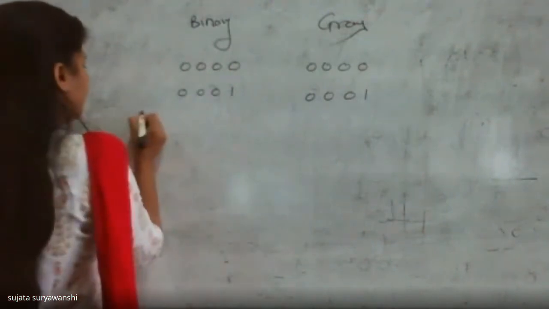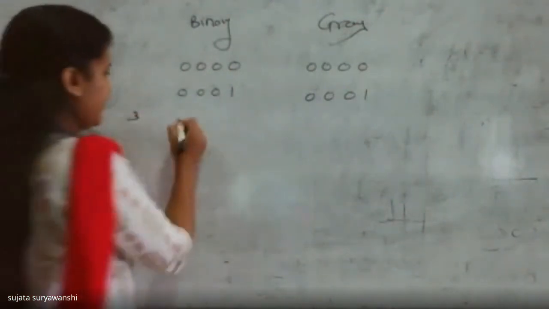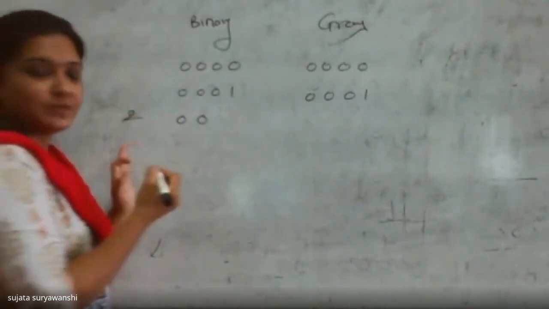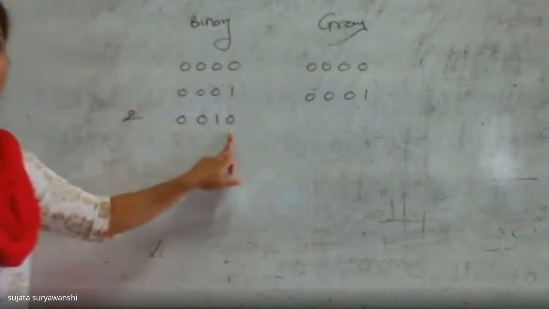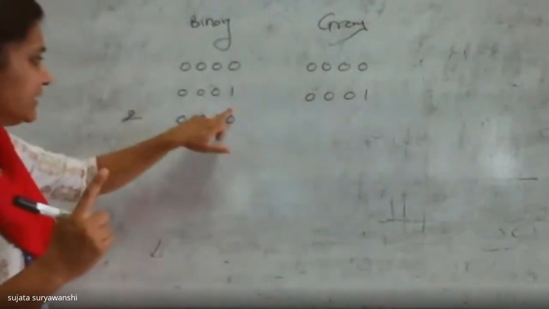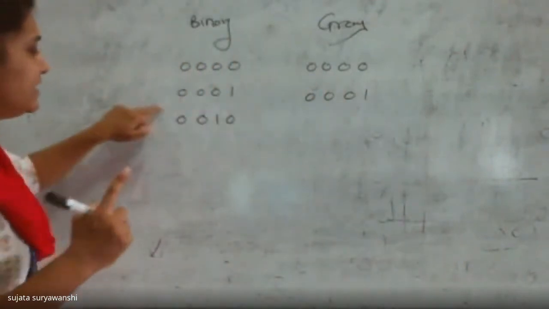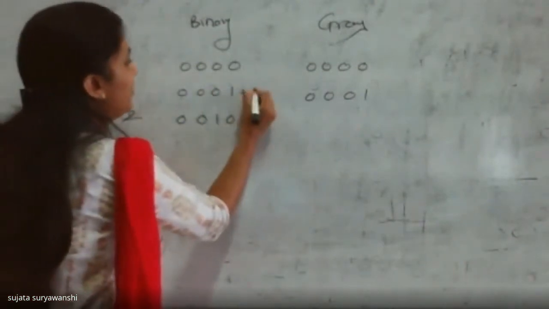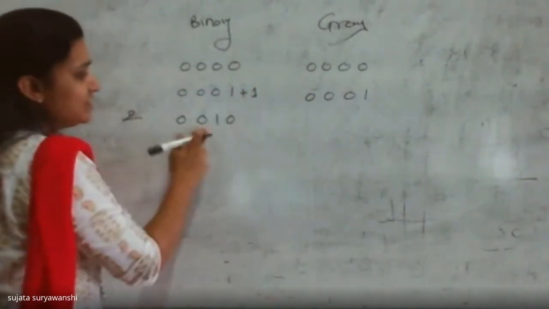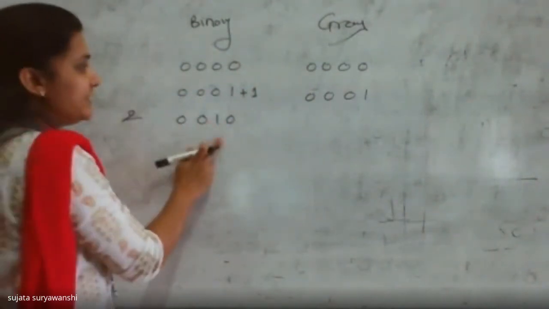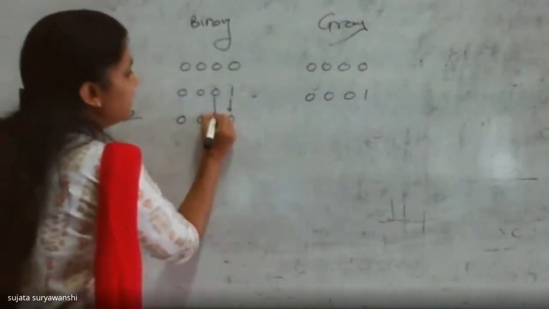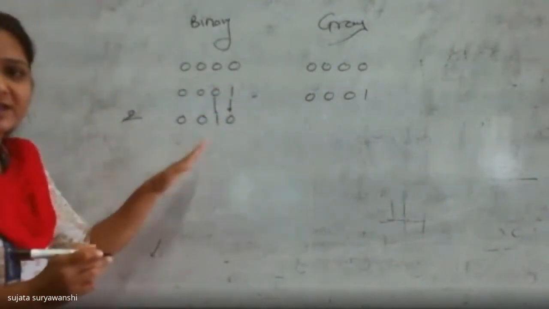But if you want to write down decimal 2 in binary, then 0 0 1 0. But in case of gray number, only one bit will alter here. But here just consider the binary. When you add 1 into 1, you will get 2. So 2 can be represented by 0, 0, 1, 0 in case of binary. Now just check, this bit is altered from 1 to 0 and this bit is also altered from 0 to 1 in case of binary.